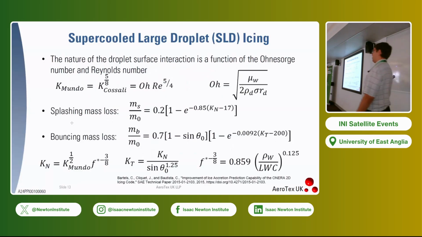So this is as far as engineers go with mathematics. There was some work done to try and quantify these losses, and it's a function of the Ohnesorge number and the Reynolds number, and this was largely correlated to specific tests that were performed to try and characterise it. They had the basics behind it, but then there were lots of correlation parameters put in. So you end up with a mass loss on the splashing terms and a mass loss on the bouncing terms as well.